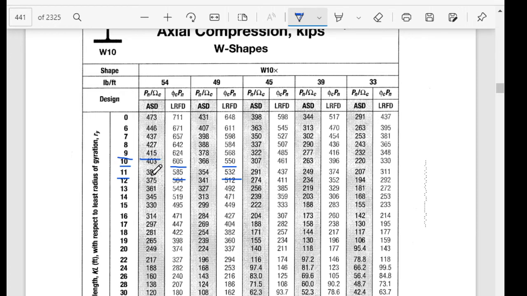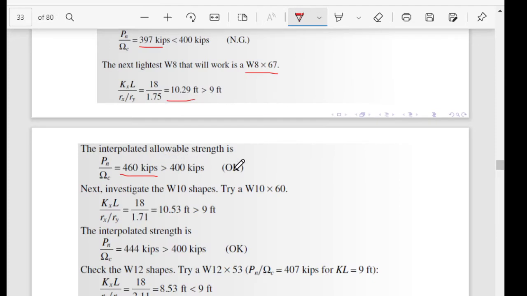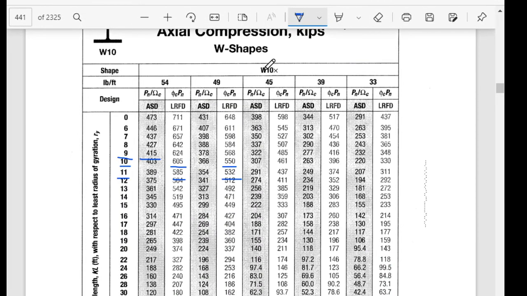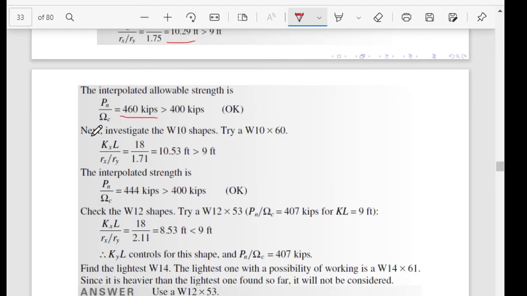If you interpolate, because most likely the value of your effective length in the x direction, in the strong axis, is somewhat 10 point something if we choose W10 by 54, no? If you check W10 by 54, it still does not pass, it is less than 400, because it is only 403 at 10, so this is no longer possible. So we will investigate the W10 by 60.